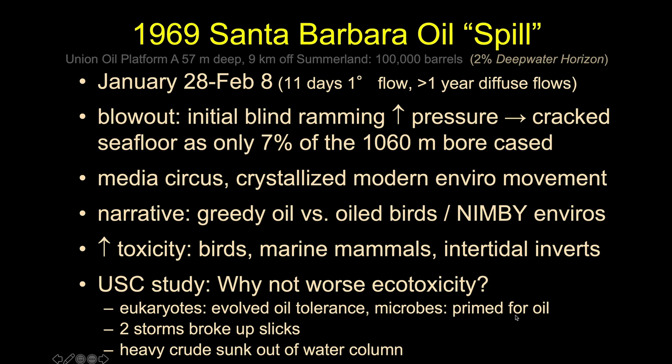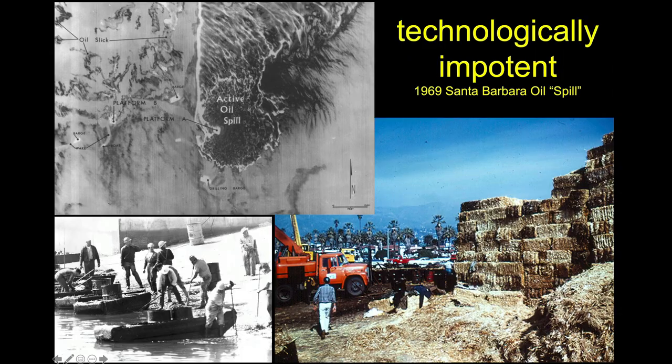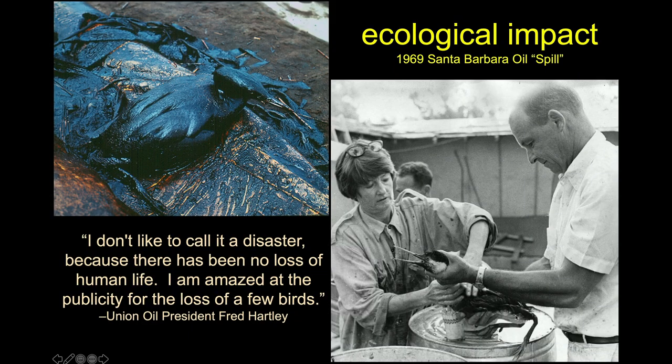So again, we reviewed the 1969 Santa Barbara oil spill, the specifics, and the key themes there of immense oil, uncontrolled oil, feeling that we were technologically impotent, we couldn't respond in a manner that was as sophisticated or as rigorous as the assaults that we were seeing as they unfolded around us.